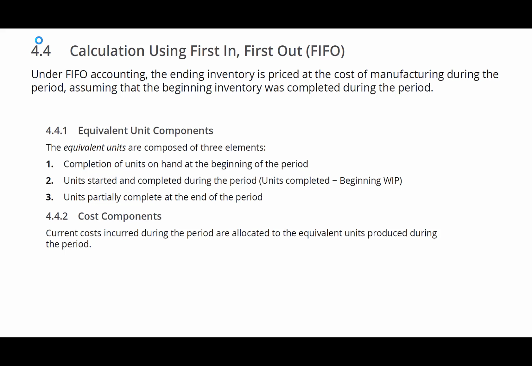I mean, that wasn't done at the beginning, that was done during the period, right? So we have to back out the total of what was in beginning inventory to get the units started and completed during the period. And then, just like we do for weighted average, we give ourselves credit for any work on ending inventory that was done this period. That part doesn't change. Okay? Cost components only include what? Cost components only include the costs added this period. That part's pretty easy.